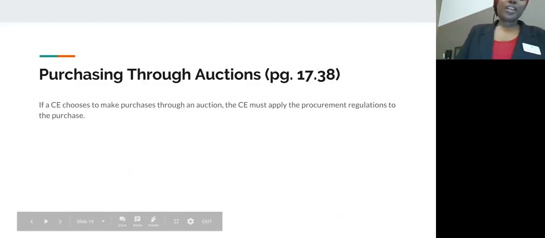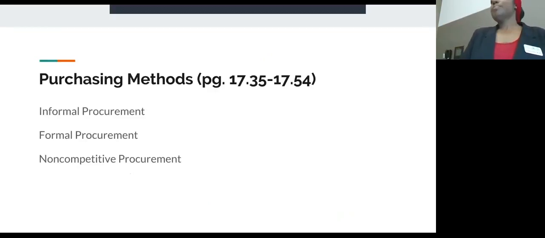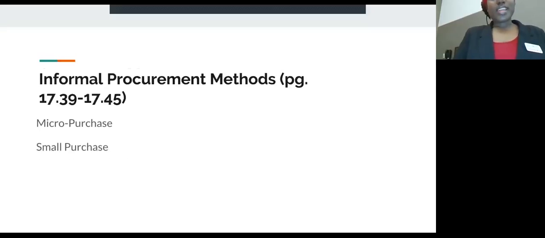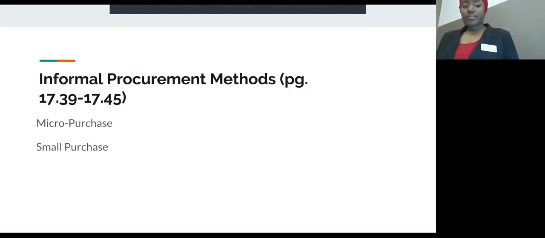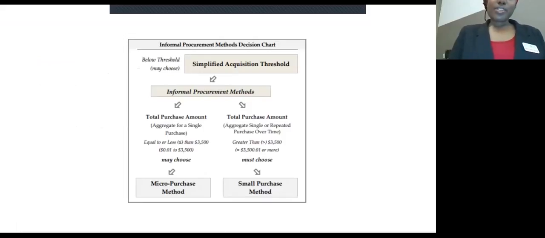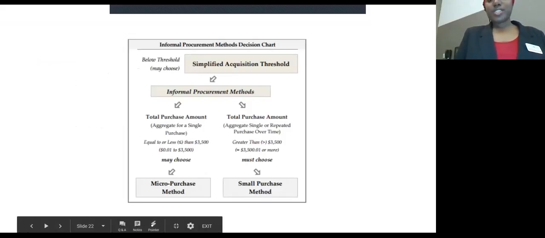All right, so methods: informal procurement, formal procurement, and also we're going to get into non-competitive procurement, which has become really popular recently with the hurricanes and some emergency deals as well. So we're going to be covering that. All right, so informal procurement methods, starting off with this particular chart where we show just the simplified acquisition threshold.